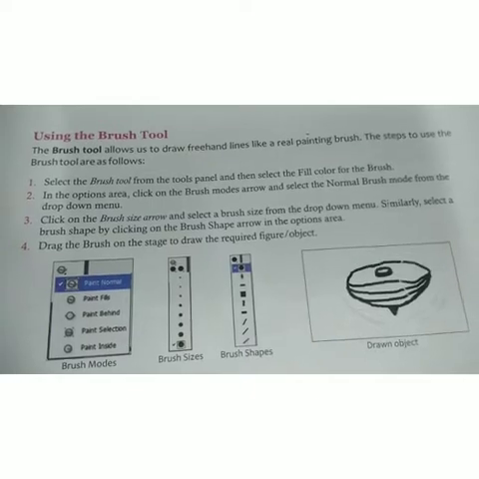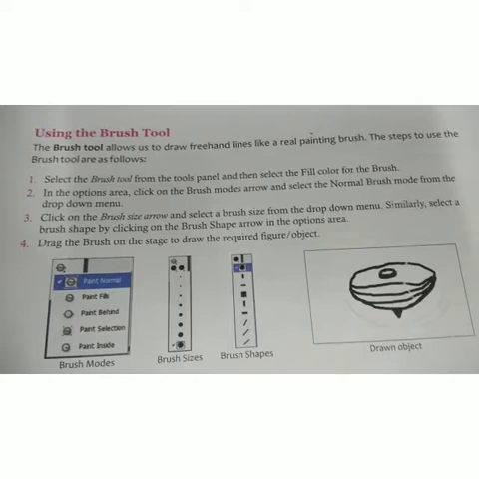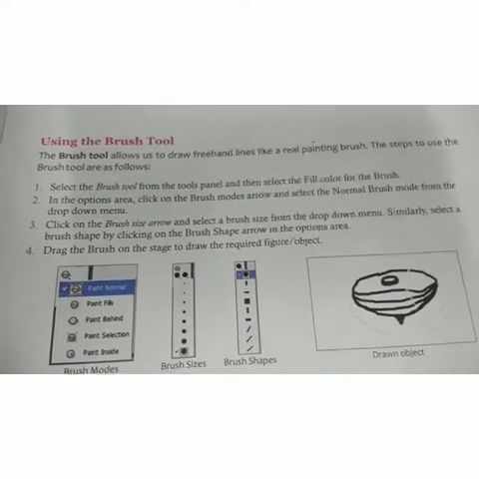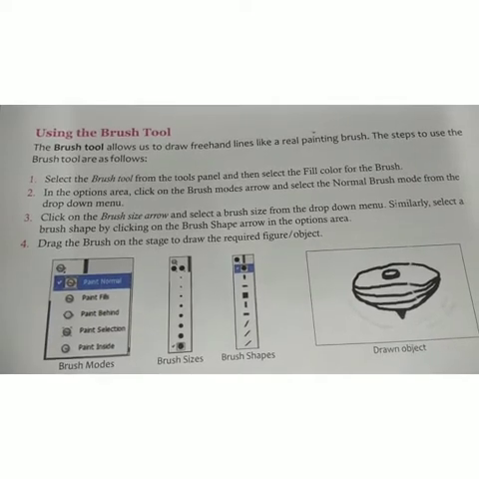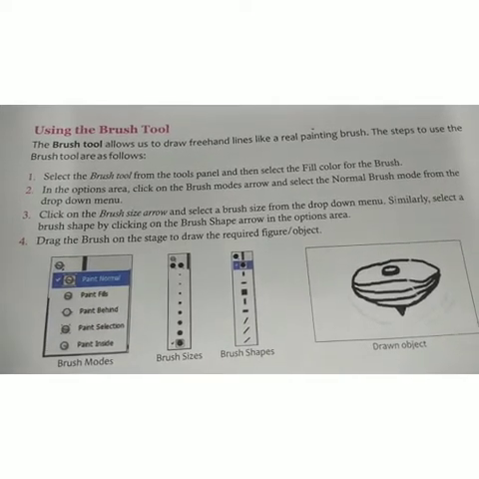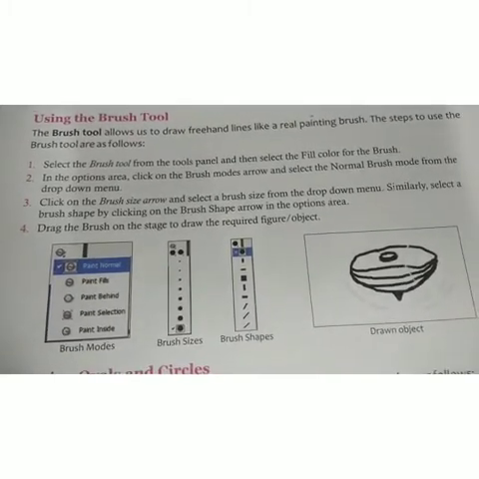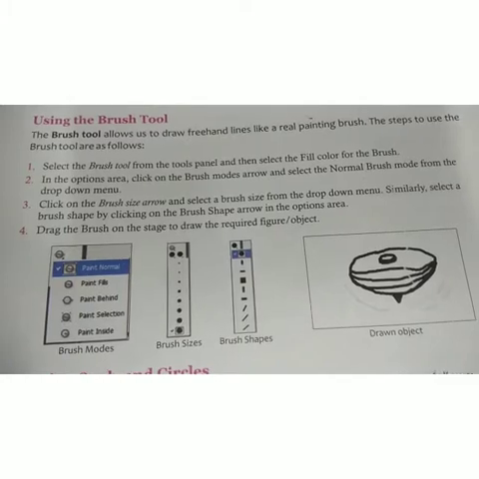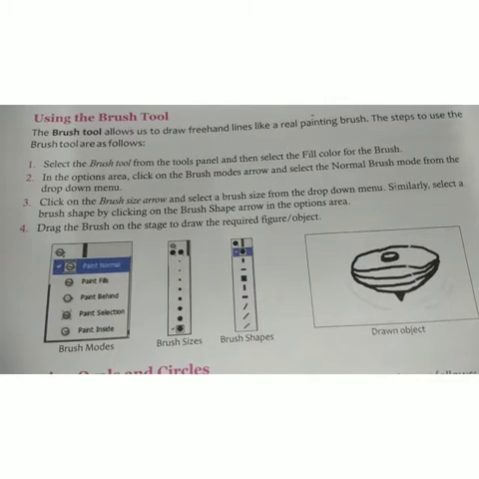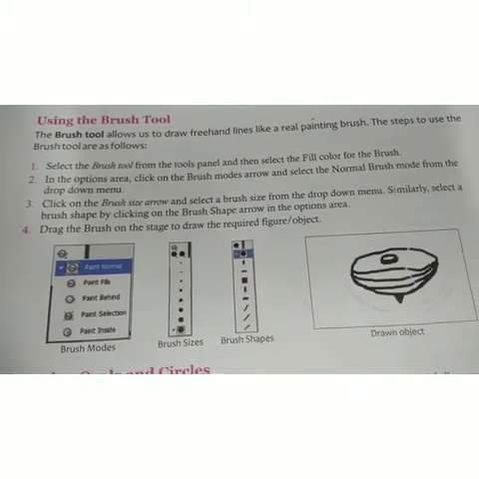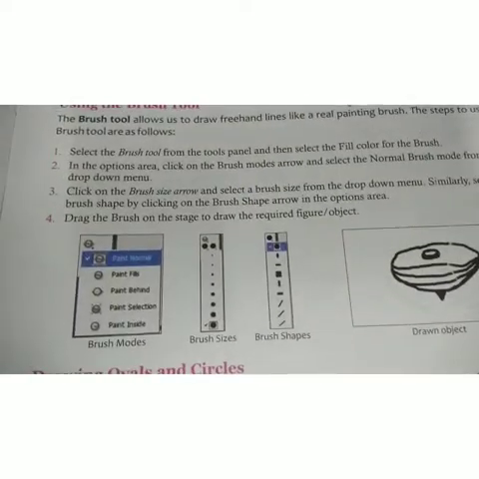Now students, next topic, using the brush tool. The brush tool allows us to draw freehand lines like a real painting brush. So the steps are: select the brush tool from the tools panel and then select the fill color for the brush. After, in the options area, click on the brush modes arrow and select the normal brush mode from the drop down menu. After, click on the brush size arrow and select the brush size from the drop down menu. Similarly, select a brush shape by clicking on the brush shape arrow in the options area. Okay, now drag the brush on the stage to draw the required figures. You can see the brush modes, brush size and brush shapes.